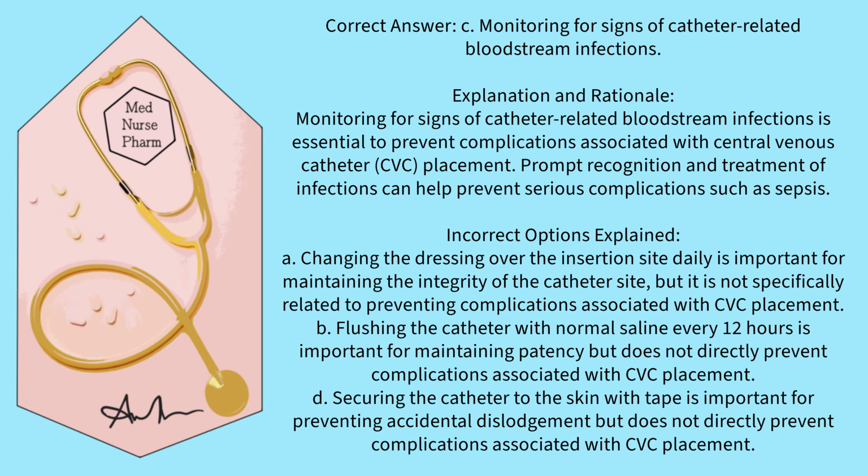If you chose option C, you are correct. Monitoring for signs of catheter related bloodstream infections. Monitoring for signs of catheter related bloodstream infections is essential to prevent complications associated with central venous catheter placement. Prompt recognition and treatment of infections can help prevent serious complications such as sepsis.